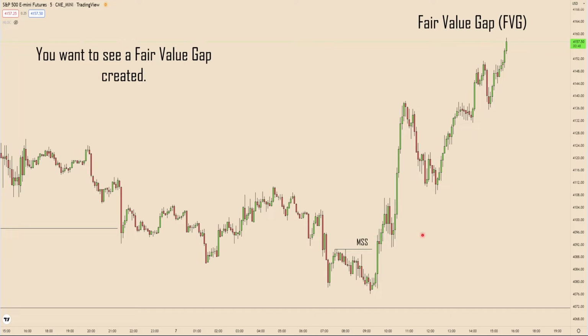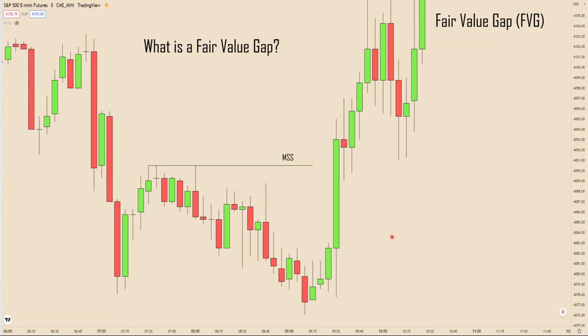So what do you look for after displacement? You want to draw out your fair value gaps. What is a fair value gap? A fair value gap is just a break in price delivery, right? As you can see, you look for 3 candles. 1 candle, 2 candle, 3 candle.